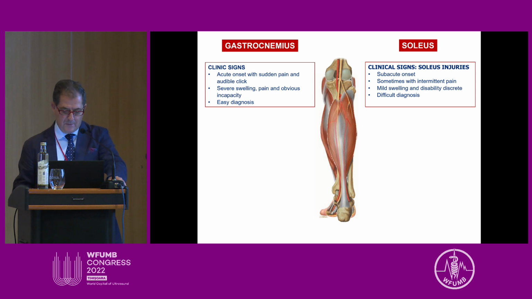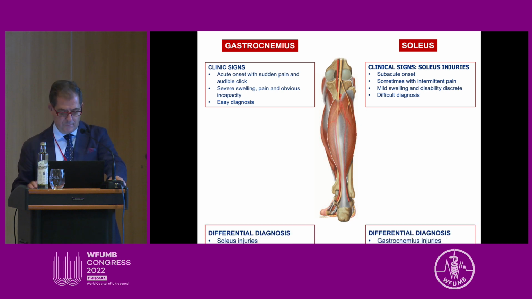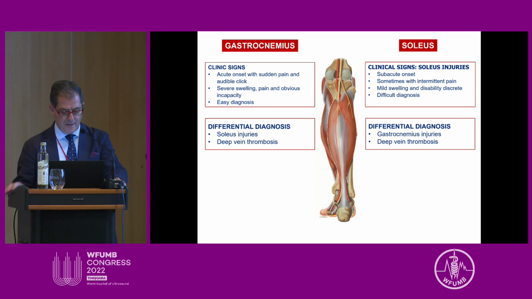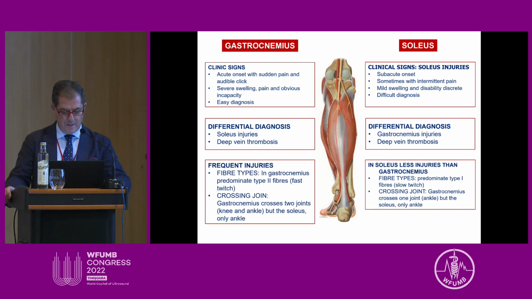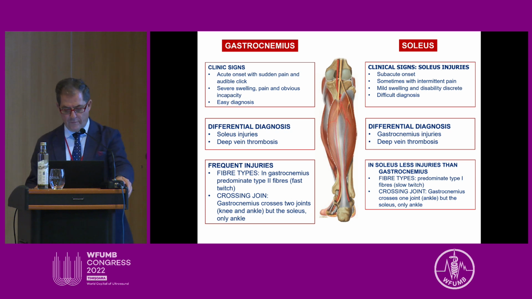In these cases, the ultrasound and MRI are very useful. The differential diagnosis is with another muscle and with deep vein thrombosis. It is more frequent in the gastrocnemius because this is a biarticular muscle. The gastrocnemius crosses two joints, knee and ankle, and the soleus only crosses the ankle. For this reason, and also because of the kind of fibers in the gastrocnemius, the injuries are more frequent.